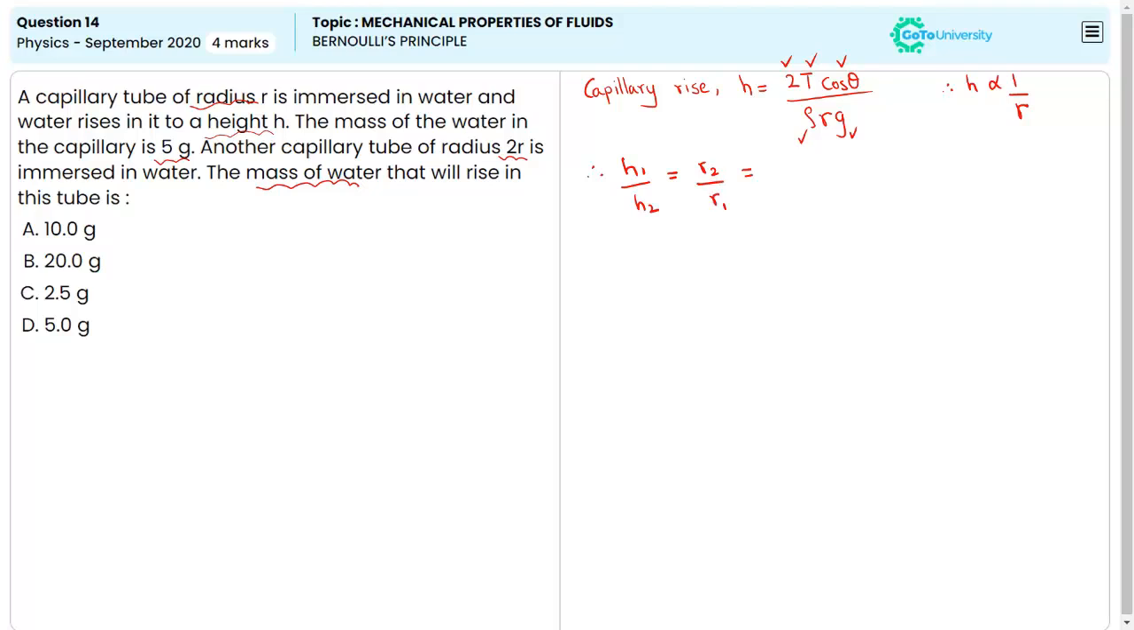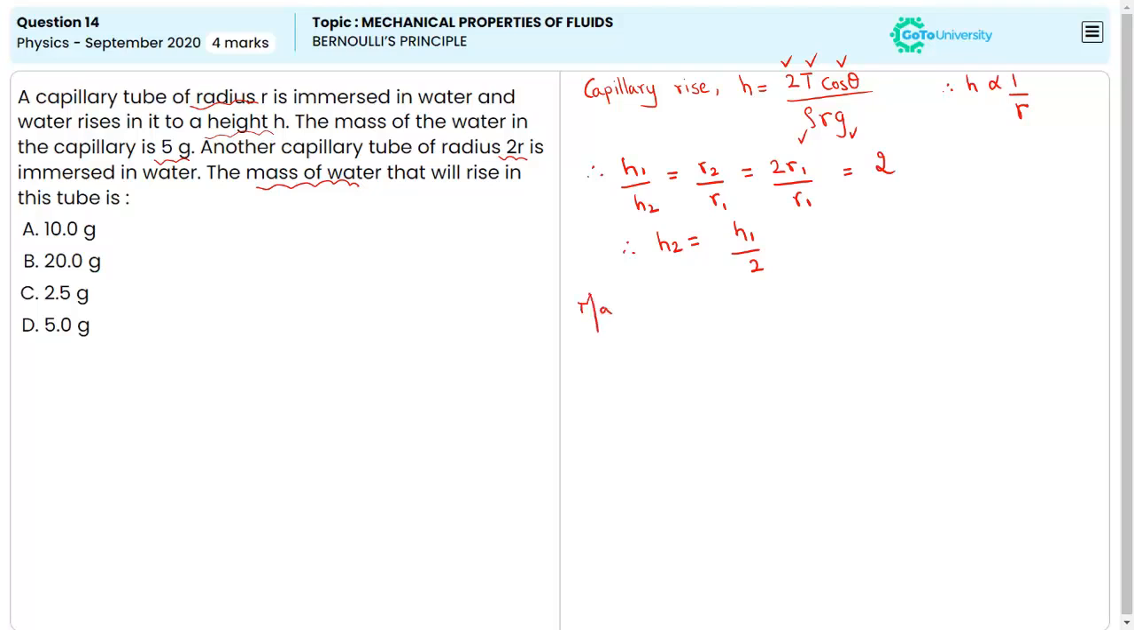The second capillary is having radius of 2r. So h1 upon h2 will be 2. That means the value of h2 will be half of h1. Okay, now we have to find the mass.